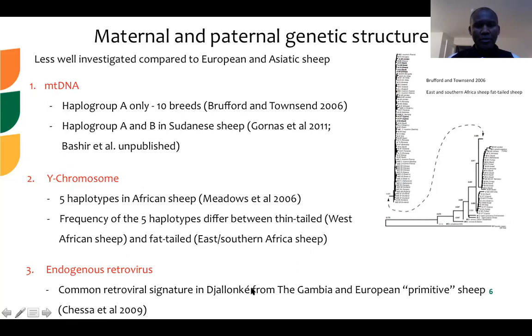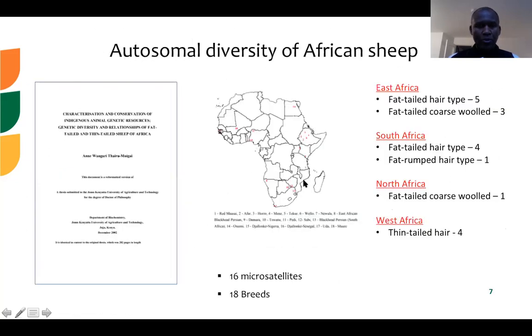Included 1 breed of sheep from Africa, and that is the Jalonke sheep from the Gambia. The study found 1 common retroviral signature with the European primitive sheep, suggesting that there is a common history between the Jalonke and the primitive sheep from Europe.